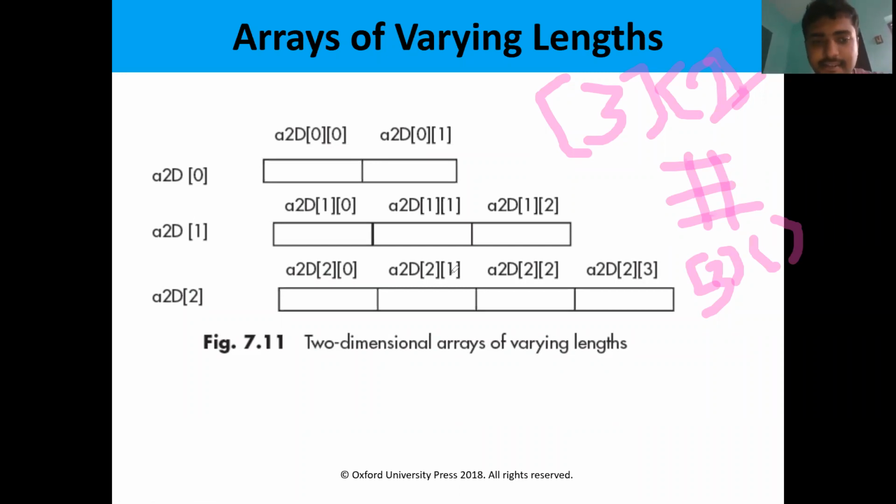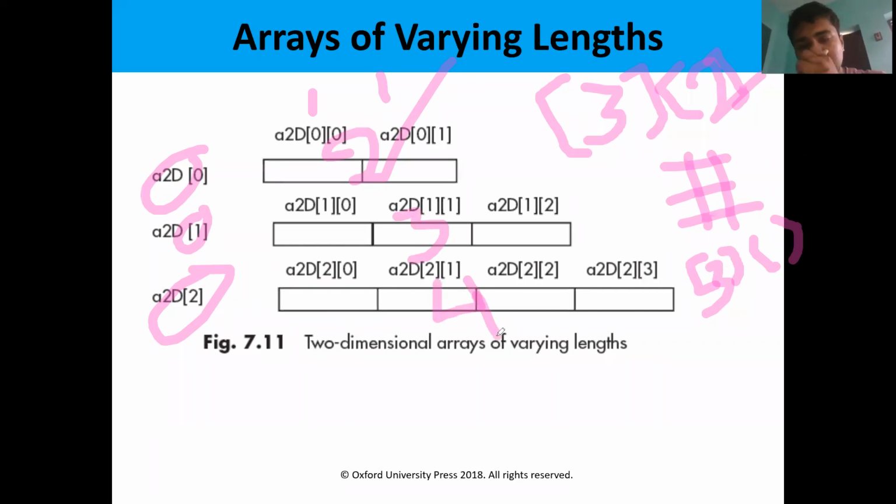So let us check this example. He is giving 3 rows: first row, second row, third row. But the column value is not given. That means for the first row, the column value is 2. In the second row, the column value is 3. The third row, the column value is 4. So likewise, we can vary the length of an array. The length of an array can be varied manually.